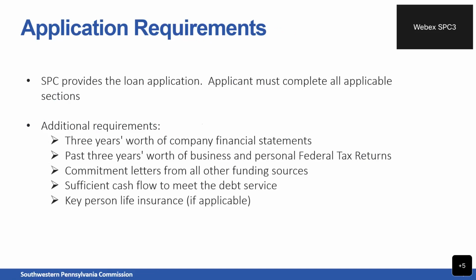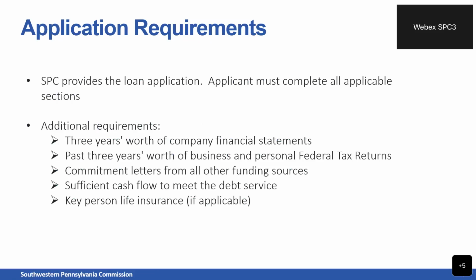Okay, so if you qualify for a certain loan amount that we have in our internal revolving loan funds, you could potentially complete the entire loan application process online. Now, in addition to the loan application, we're going to need 3 years worth of company financial statements, 3 years worth of business and personal federal tax returns. The personal federal tax returns have to come from any guarantor, anybody with 20% or larger stake in the business.